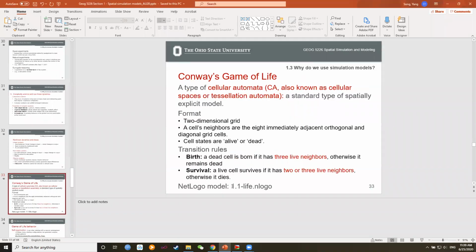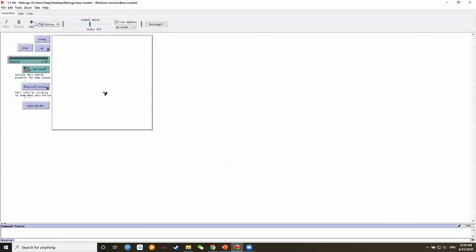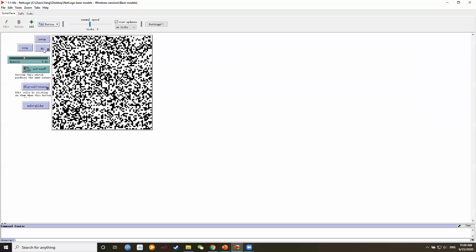It's model 1.1. It's called life.nlogo. You can just download this package from Carmen. Okay, so this is a model. Here you can set the density of living cells. For example, let's just make it 0.41. Set up and go.